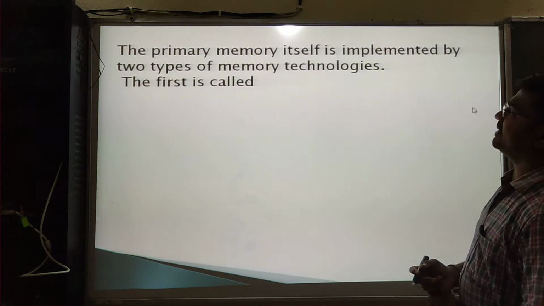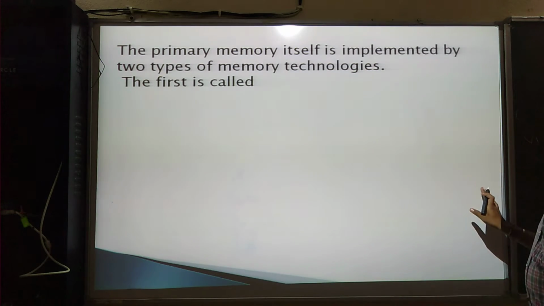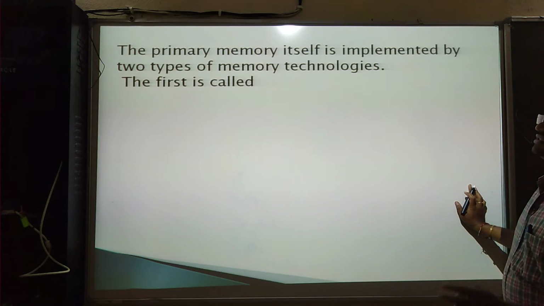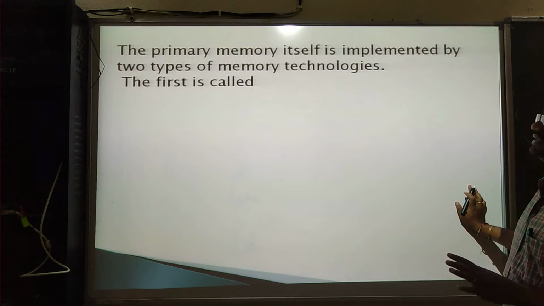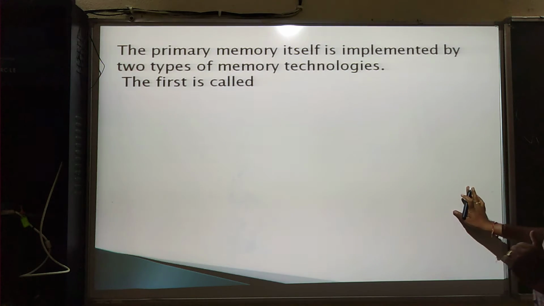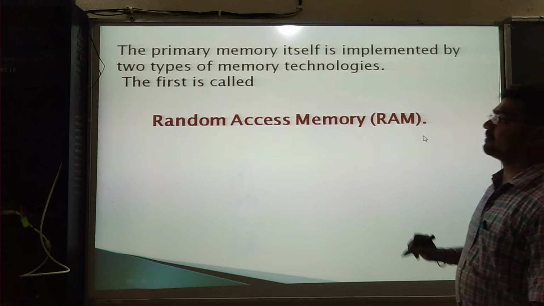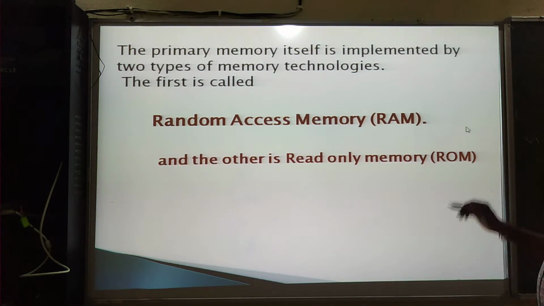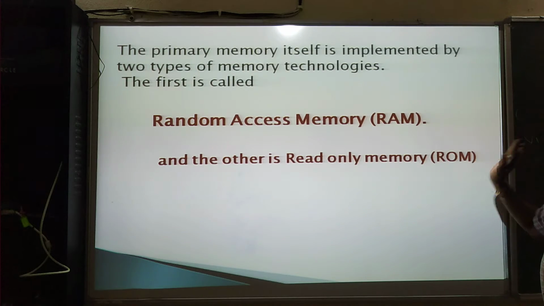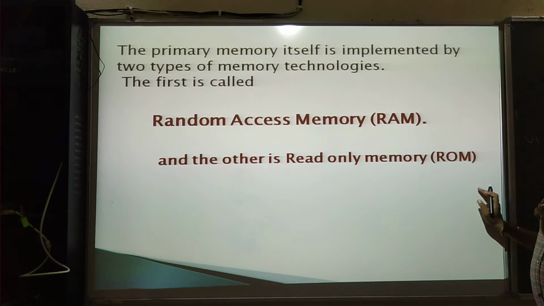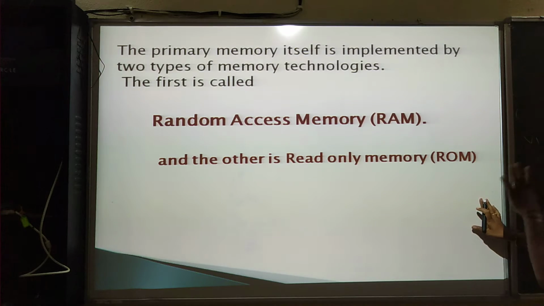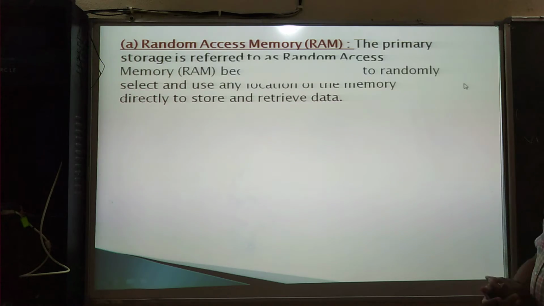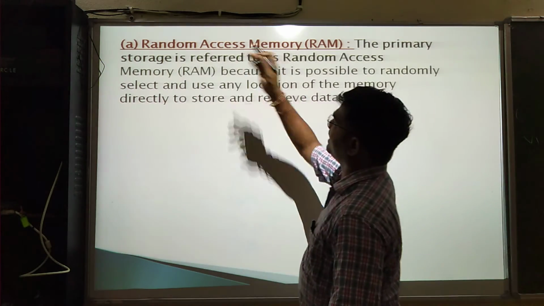The primary memory is implemented by two types of memory technologies. The first is RAM, random access memory. The second is ROM, read only memory. So primary memory has two types: RAM, meaning random access memory, and ROM, meaning read only memory. Now we will discuss RAM.